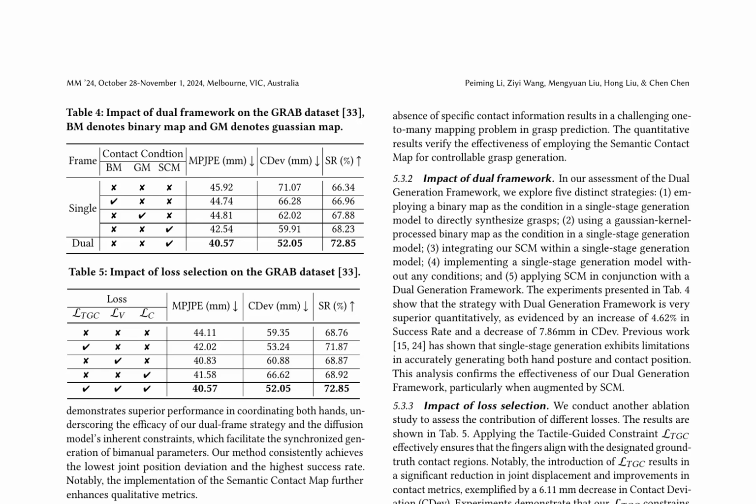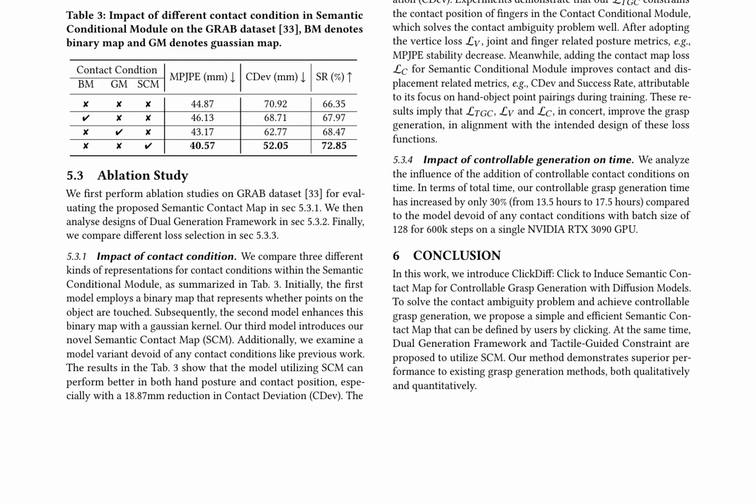Ablation studies are conducted to analyze the impact of different components on the performance of ClickDiff. The results show that the use of SCM leads to an 18.87 mm reduction in CDEV, and the dual generation framework results in a 4.62% increase in success rate and a 7.86 mm decrease in CDEV. The tactile guided constraint is also shown to be effective in ensuring that the fingers align with the designated ground truth contact regions. The proposed method is computationally efficient, with an increase in controllable grasp generation time of only 30% compared to models without contact conditions.